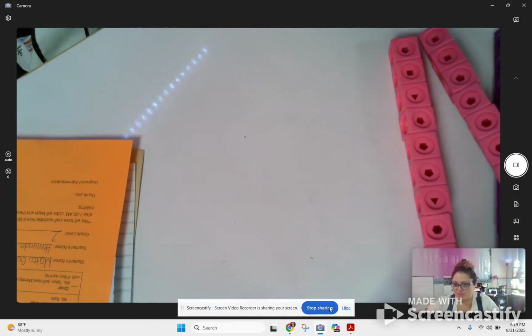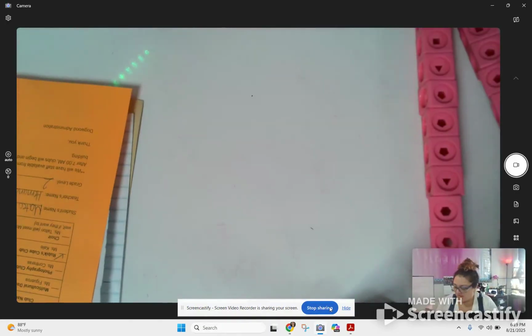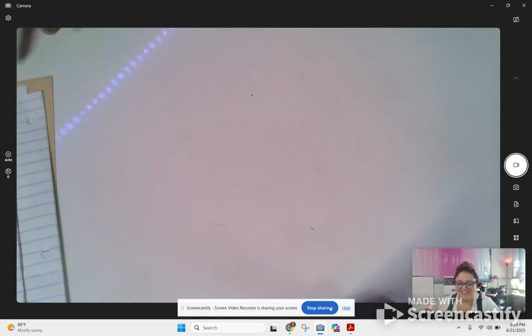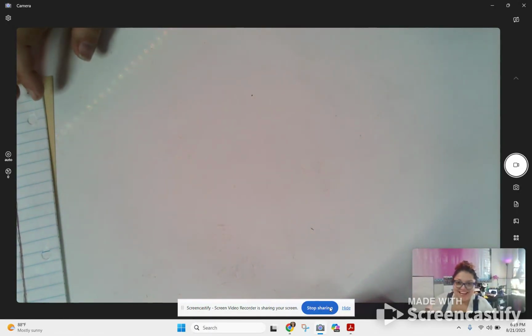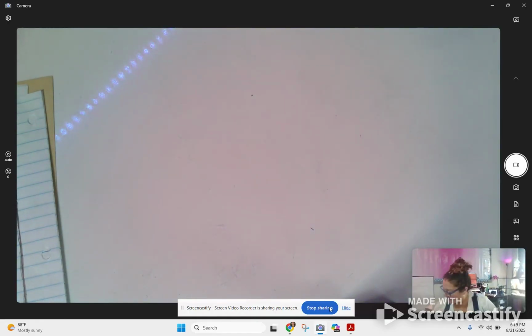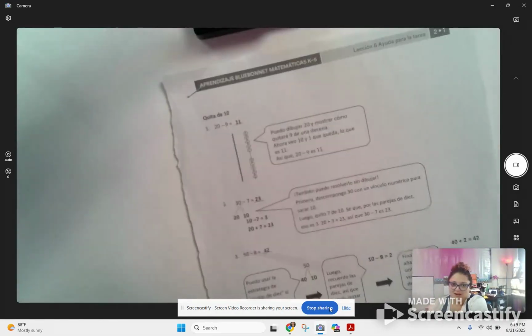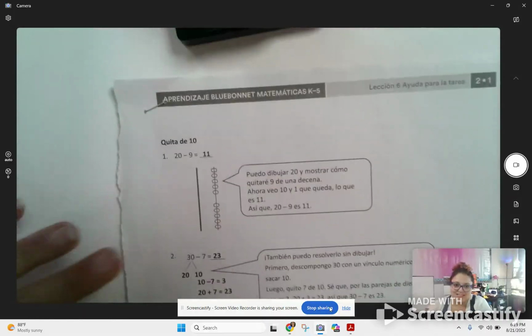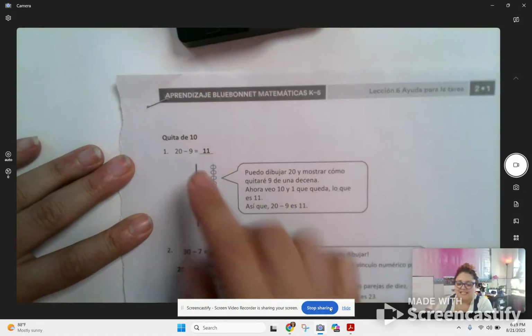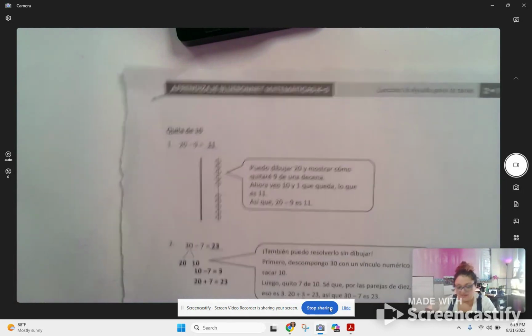I wanted to do a quick video to explain this new math thing that we have going on now. It looks a little unusual. I have the Spanish one right here. Oh, one second. Let me flip this around. Okay, so it shows us here 20 take away 9 equals 11, or 20 minus 9 equals 11.